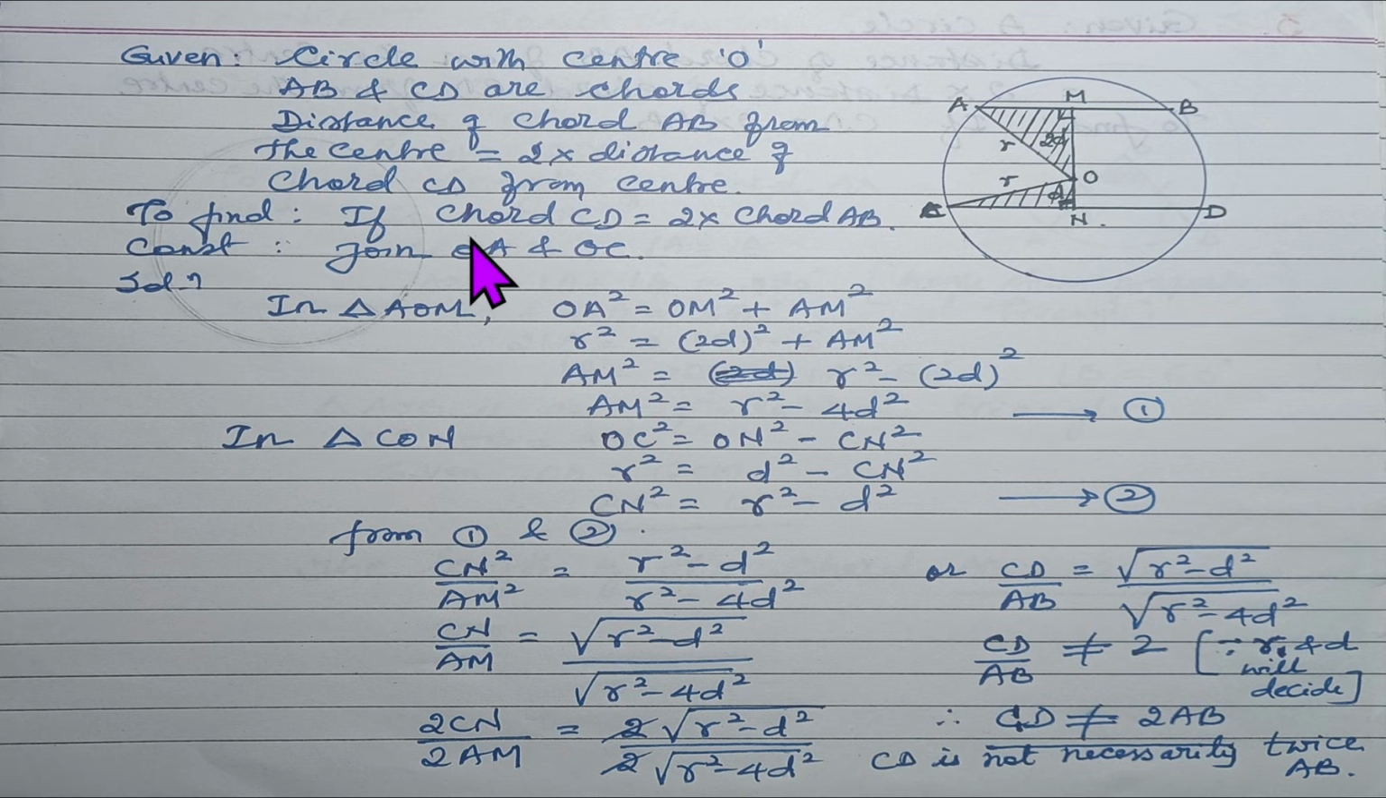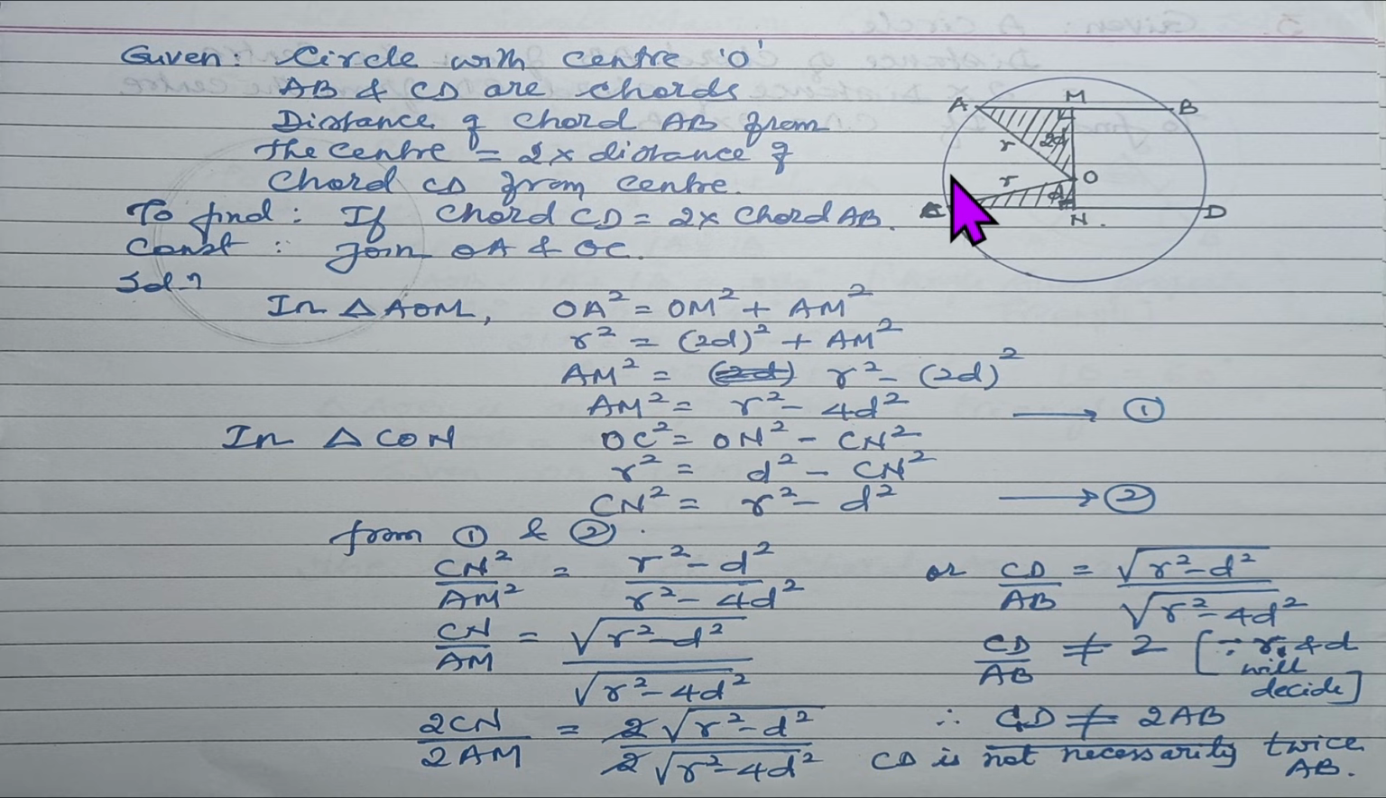Now what we have to find is whether the chord CD is also double the length of the chord AB. So we have to check whether, if the distance is double, the chord CD is twice chord AB, and that's exactly what has been asked here. Now what we will do is join OA and OC, and let us try to find out CN and AM. Let us see how to do that.